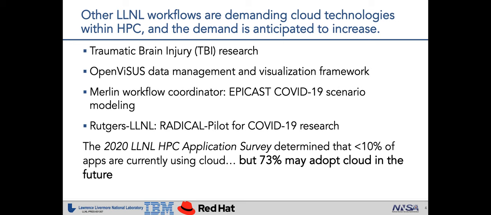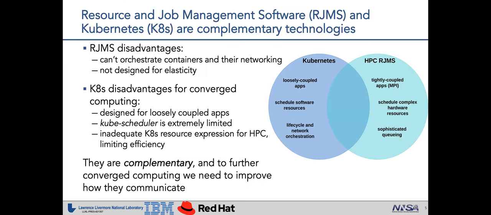So to facilitate the adoption of cloud and to make it high performance, we need to integrate it with some HPC technologies, such as HPC resource and job management software, into a more coherent converged computing environment. RGMS and Kubernetes are really complementary technologies. That's the way that we see it. They both have disadvantages, and their advantages complement the other's disadvantages.